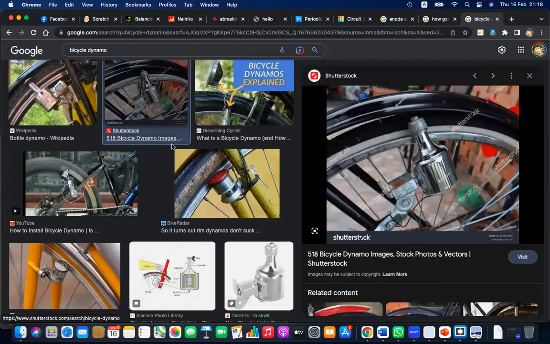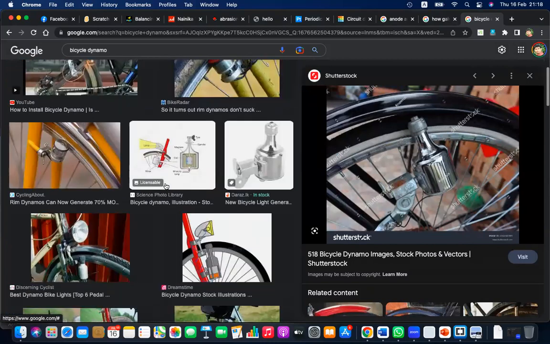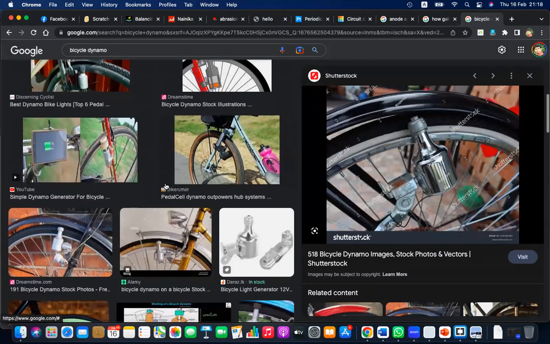So it will generate some energy, and we can use that. When you are riding, you can even charge your mobile phone, and even a light can be displayed. So those are the things that can be done with a bicycle dynamo.